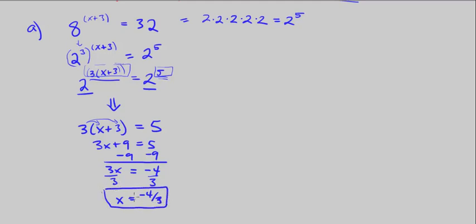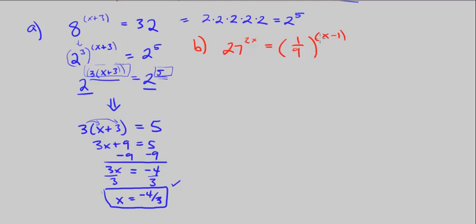We do not want to put this in our calculator and get the decimal equivalent, because it tells us to express the answer using fractions. So that's A. Let's do B in another color. For B, we're given 27 to the 2x power equals 1/9 to the power of x minus 1.